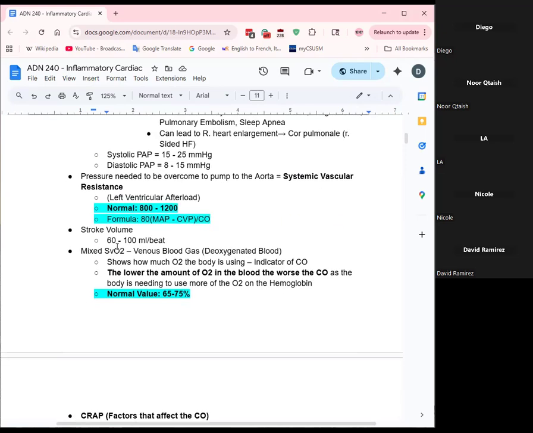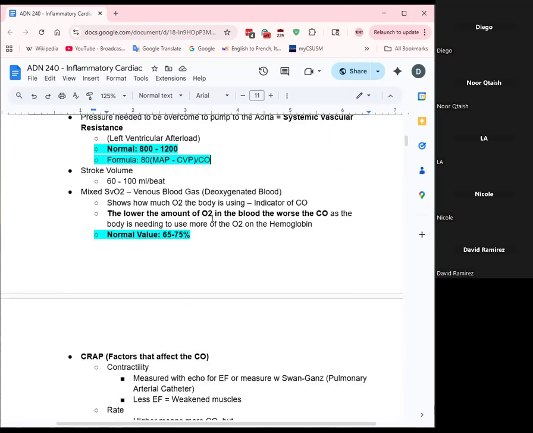And then stroke volume, that is 60 to 100 mLs per beat. I don't think they ever test you on this one, but the good thing about it is that it is similar to your normal heart rate, 60 to 100.